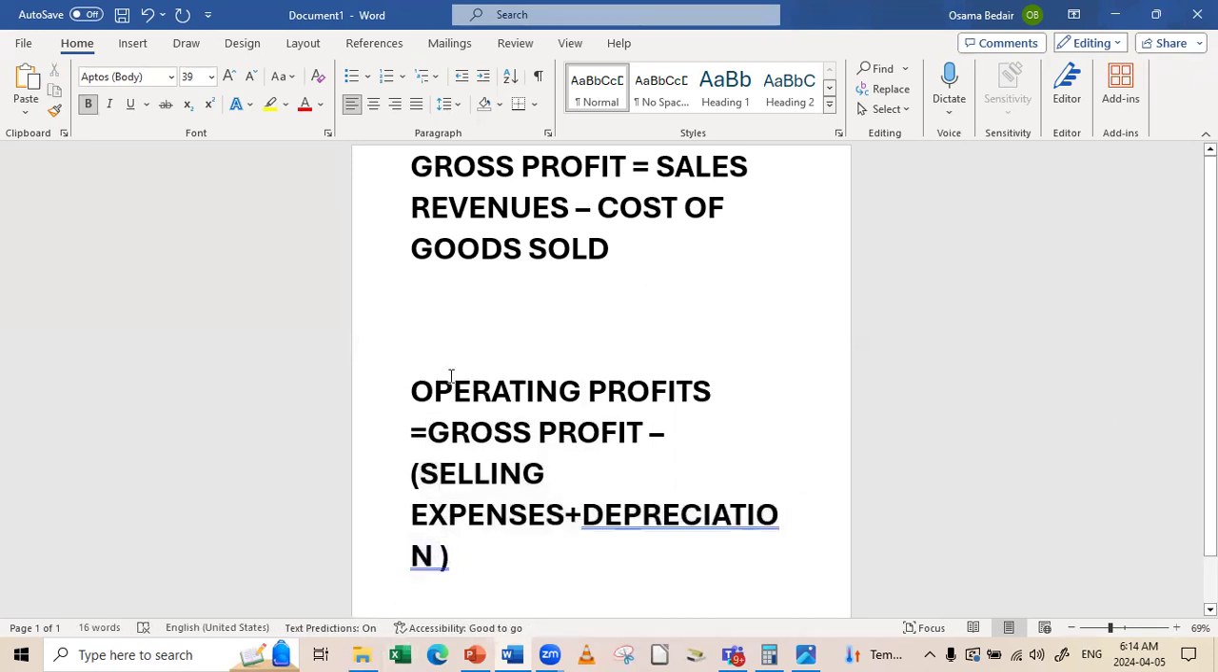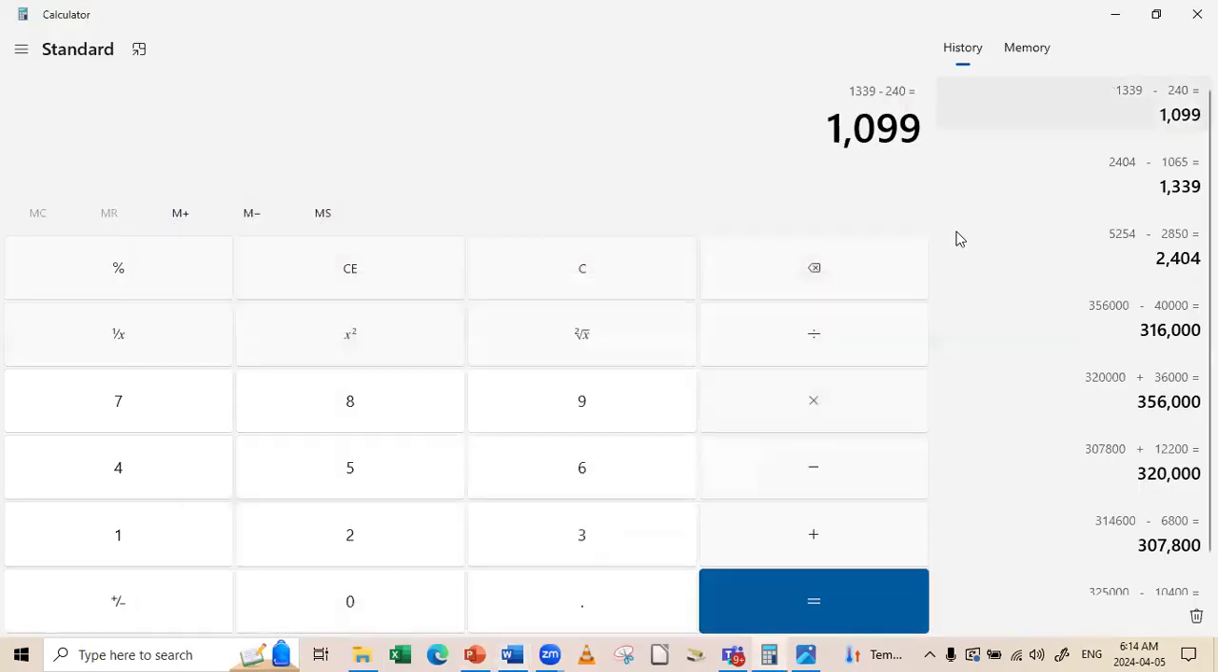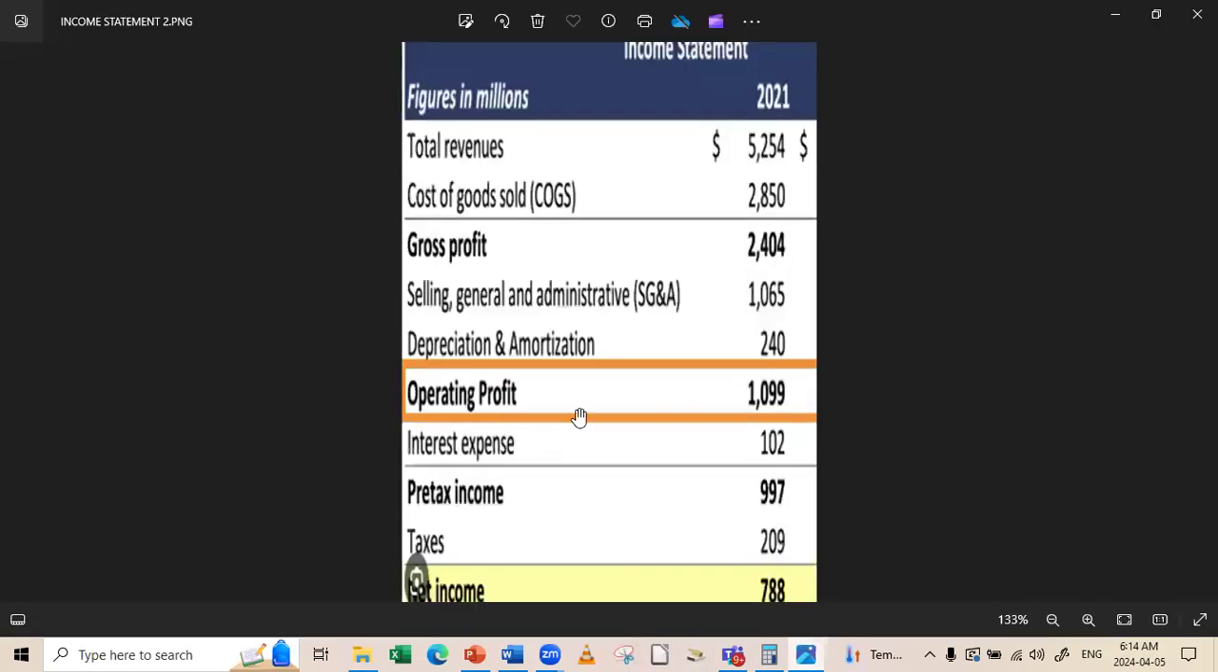Okay, then this will give you the operating profits, like what we did in this example in front of you. The operating profits will equal the gross profit minus the selling expenses and depreciation. The gross profit was 2404, minus the selling expenses, which was 1065, and minus the depreciation expenses, which were 240. Then this will give me the operating profits.